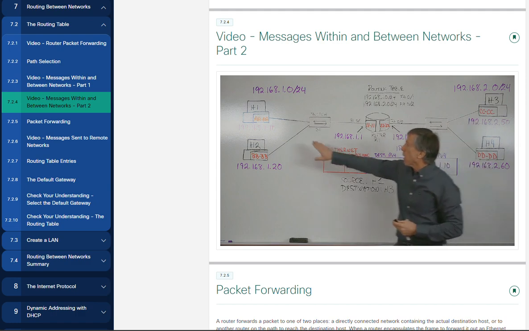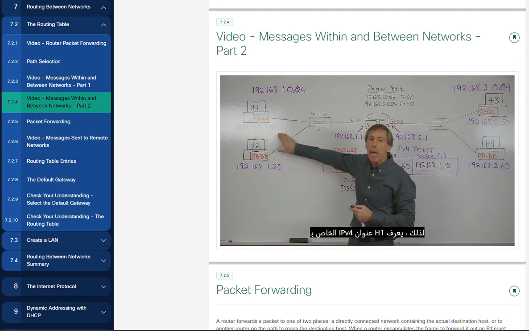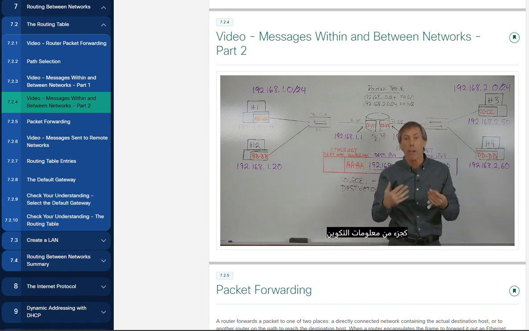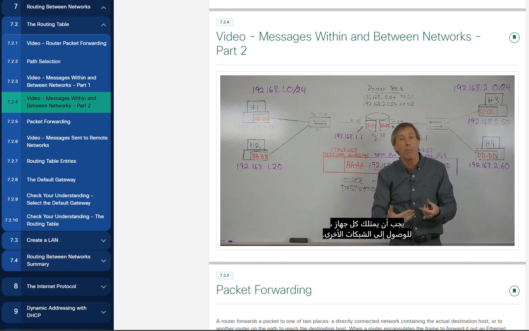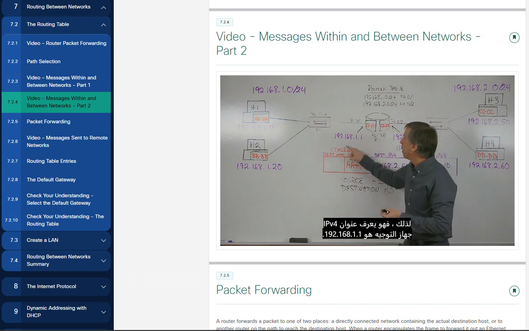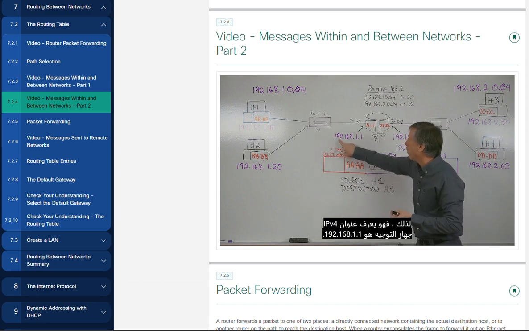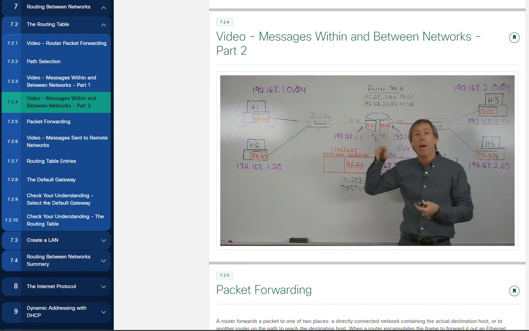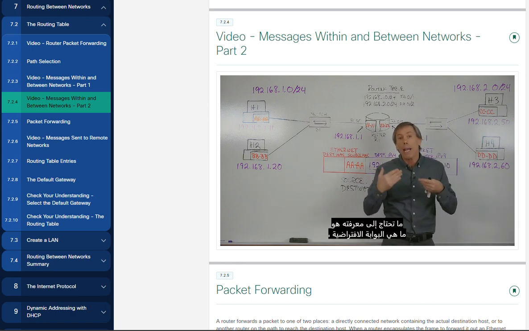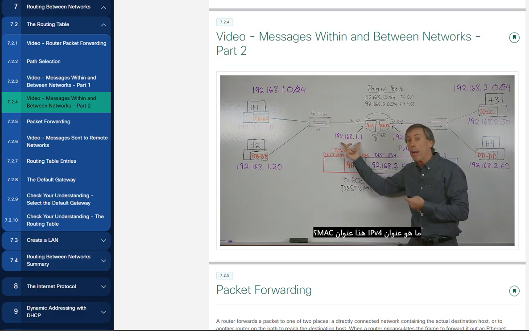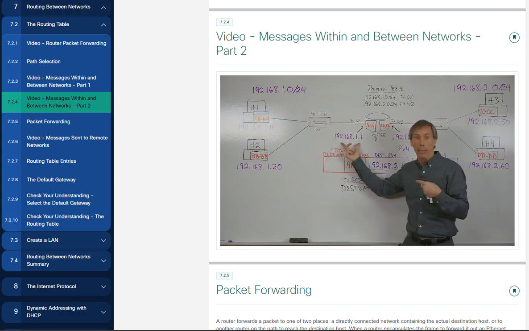H1 knows the IPv4 address of the default gateway, the router, as part of the configuration information every device must have to reach other networks. So it knows the IPv4 address of the router is 192.168.1.1. What it needs to know is, what is this IPv4 address's MAC address, the MAC address of the default gateway?